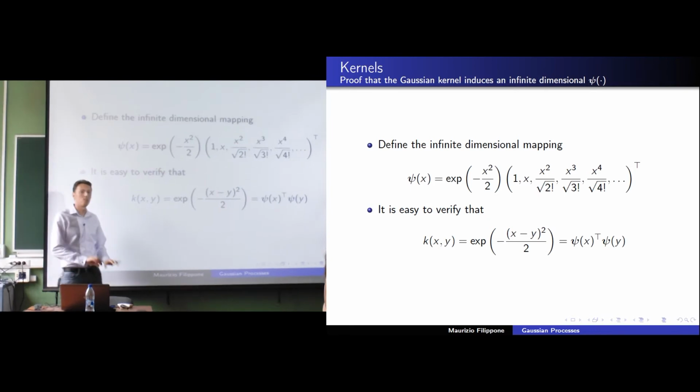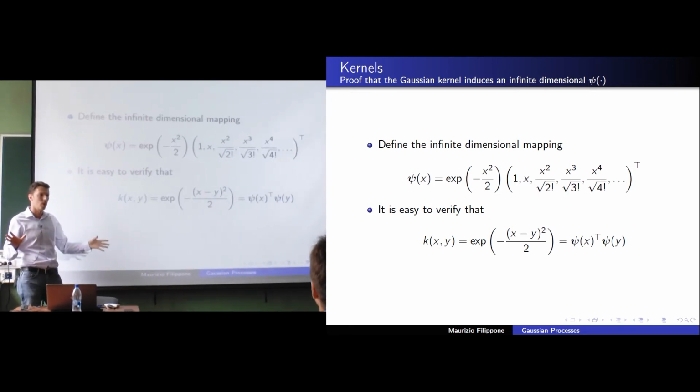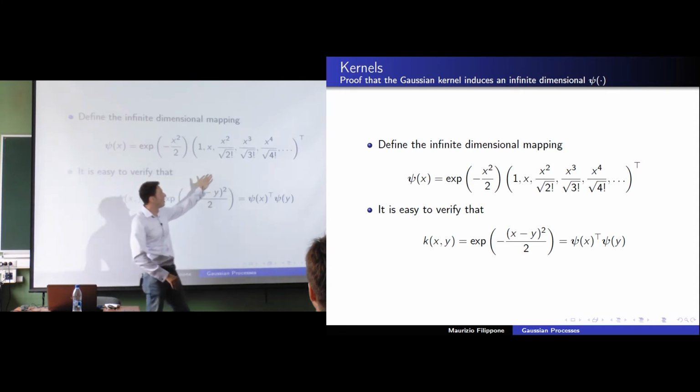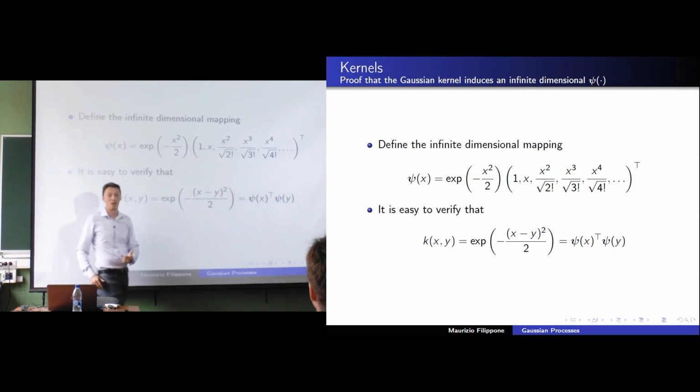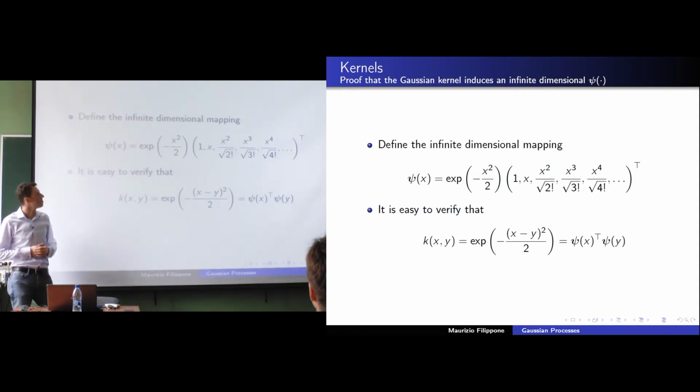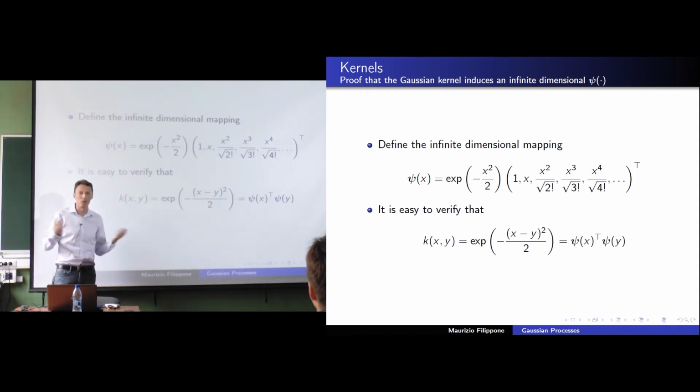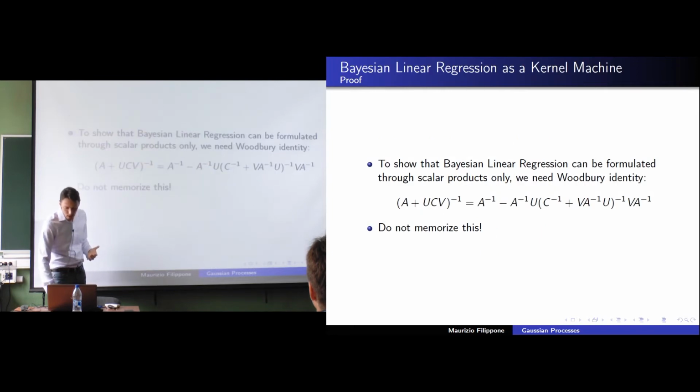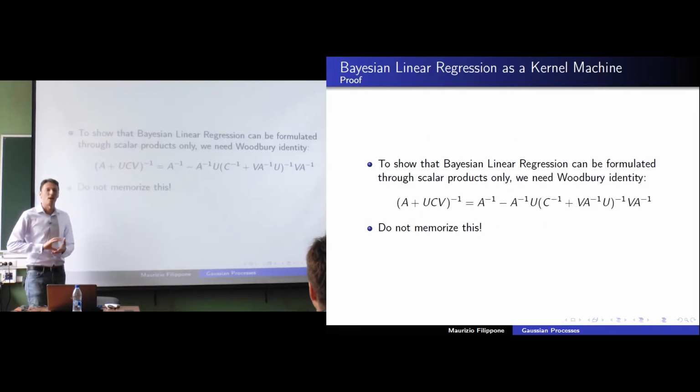So this is a simple way to show that you can find an explicit representation, which in this case is infinite dimensional, if you use a kernel that is Gaussian. Fantastic. So now we have a way to do this.